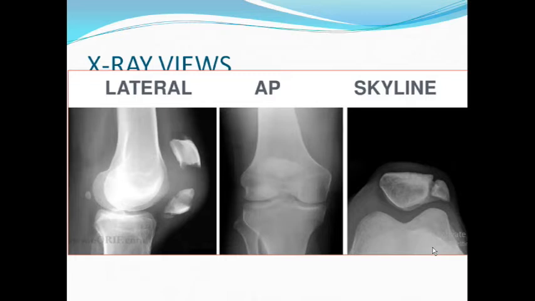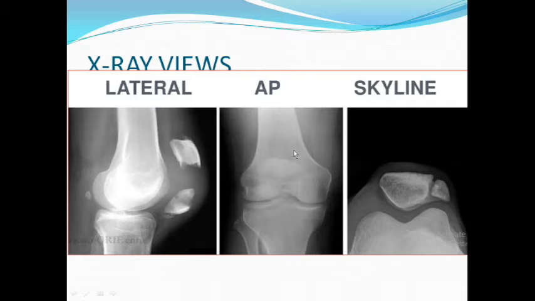So now coming to X-ray views. Usually we do routine lateral and AP X-rays. In lateral view you can better appreciate if there is a two-part, horizontal fracture; lateral view is best. In AP view you can get an idea of the fracture, though it's not very clear, but if you look thoroughly you can see the fracture line here.